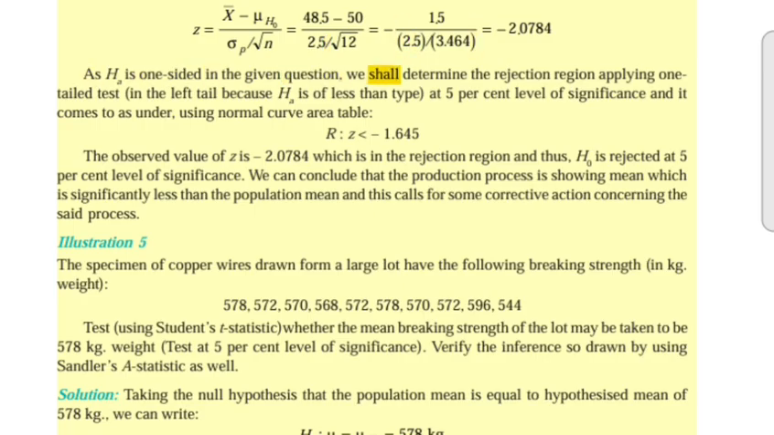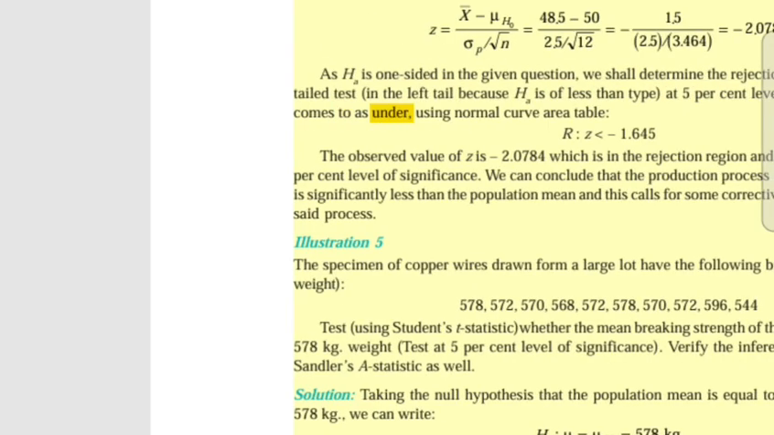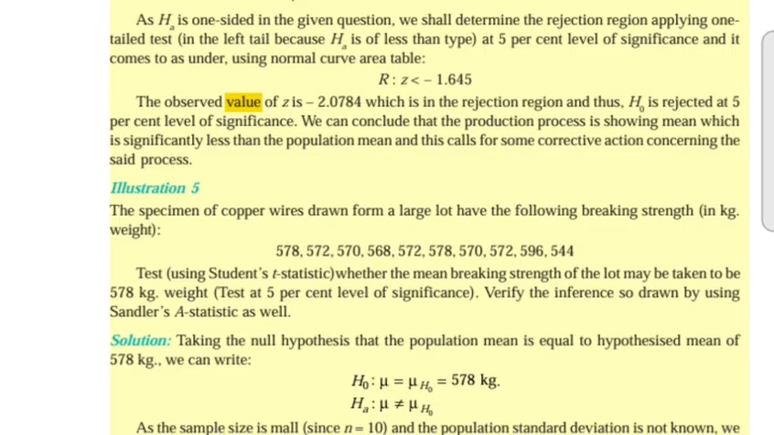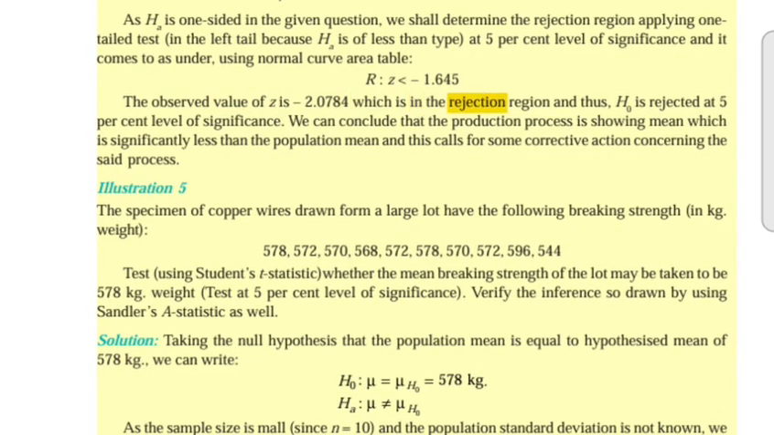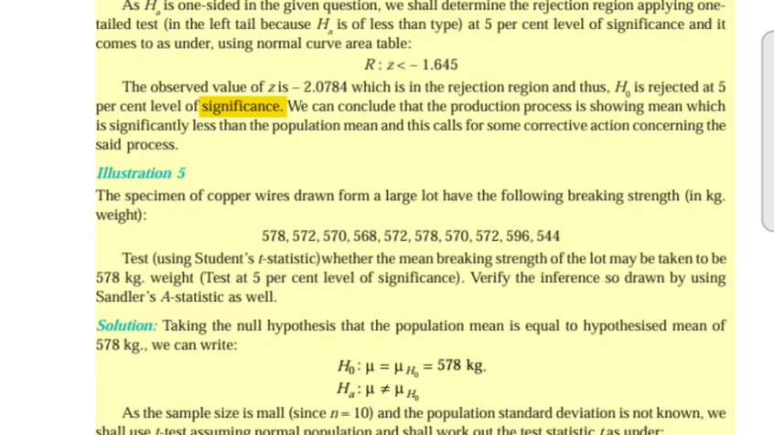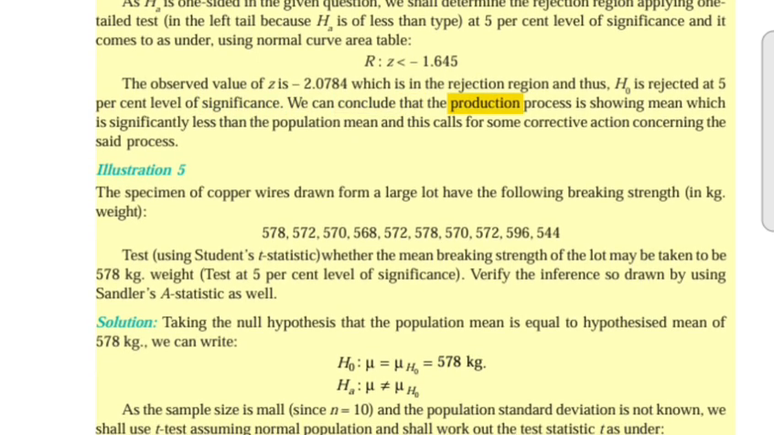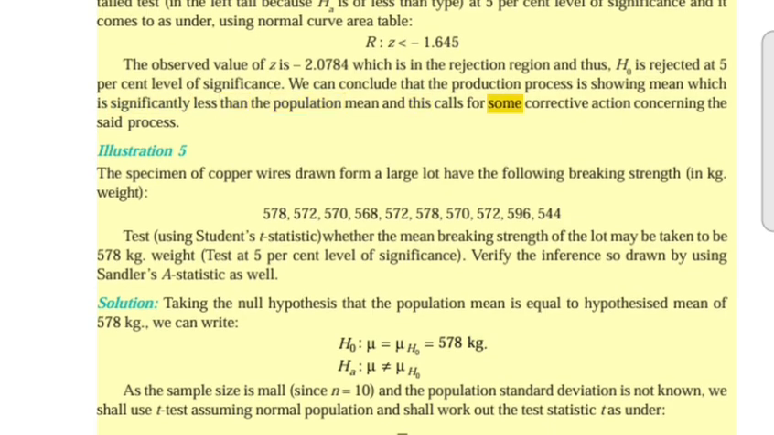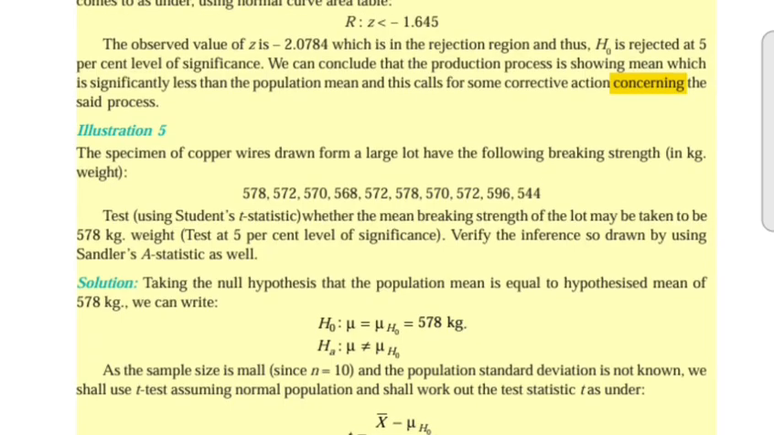Ha is one-sided in the given question. We shall determine the rejection region applying a one-tailed test in the left tail, because Ha is of less than type, at 5% level of significance. Using the normal curve area table, R: z < −1.645. The observed value of z is −2.0784, which is in the rejection region, and thus H0 is rejected at 5% level of significance. We can conclude that the production process is showing a mean which is significantly less than the population mean, and this calls for some corrective action concerning the said process.